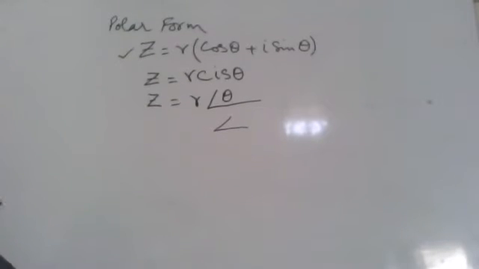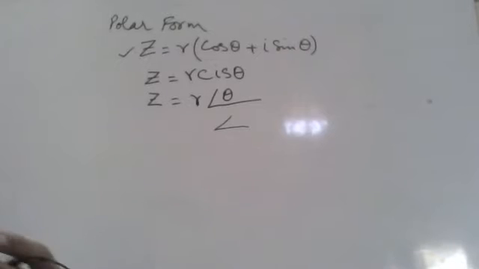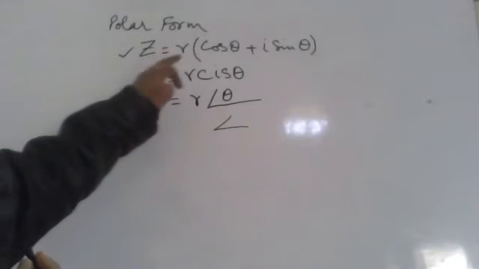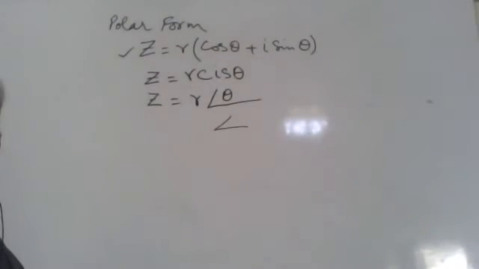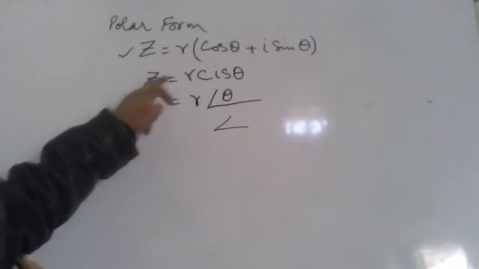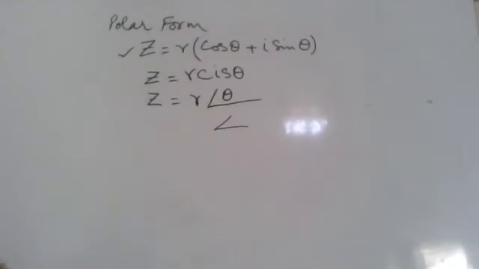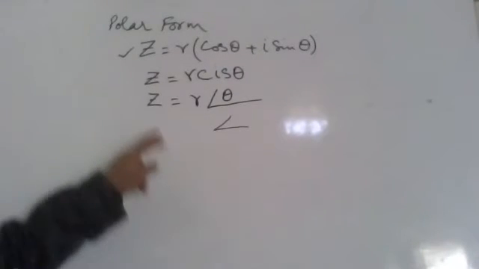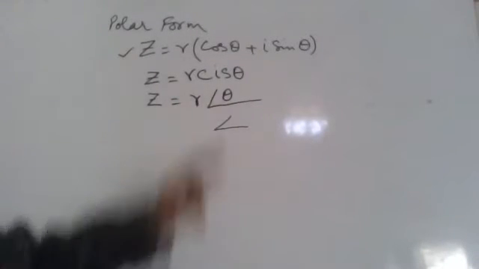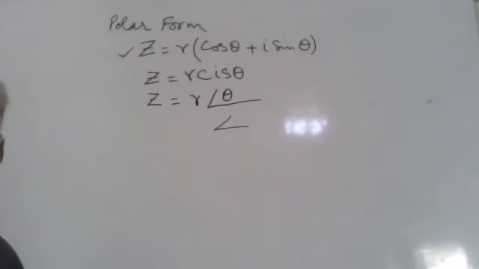So I was telling you complex number in polar form. Z is equal to r cos theta plus iota sin theta, that I told you in the last class. And the other way is Z is equal to r cis theta. Cis means cos theta plus iota sin theta. And third one is Z is equal to r angle theta. This is the symbol for the angle. Okay. Now today's topic is De Moivre's theorem.